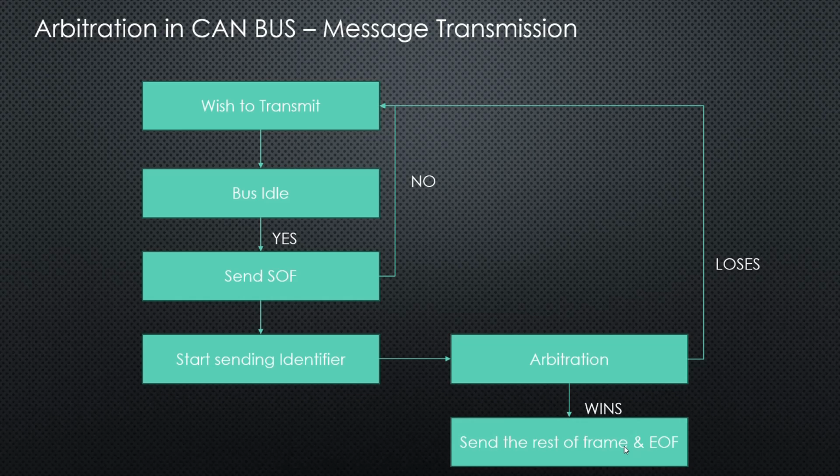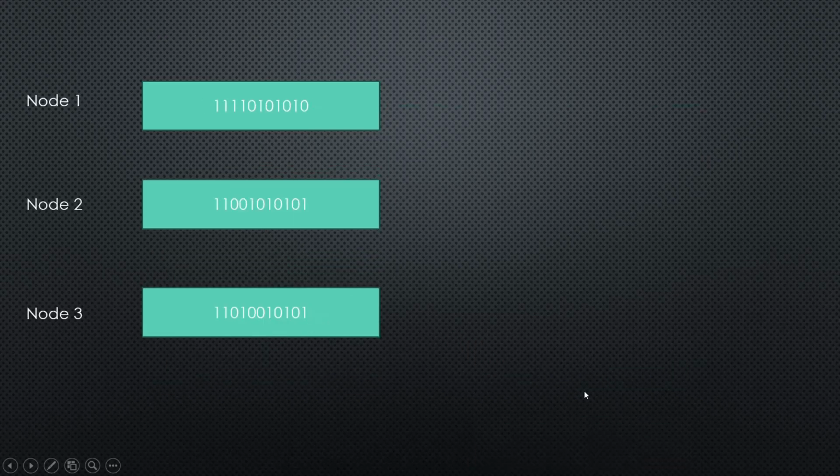But the remaining nodes which have lost out in the arbitration go back to their original state and wait for the bus to become idle again. The nodes which lost go through the process again until they win the arbitration. Now here comes the question about arbitration. It is actually pretty simple.